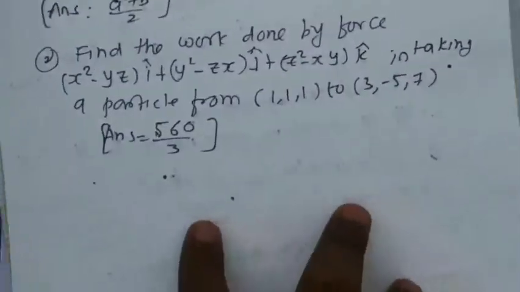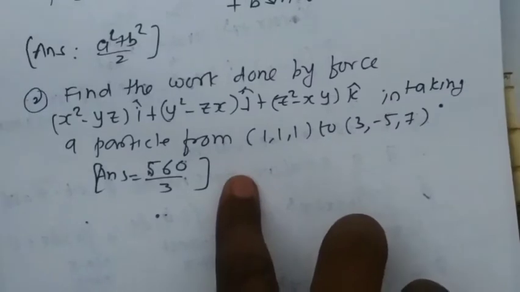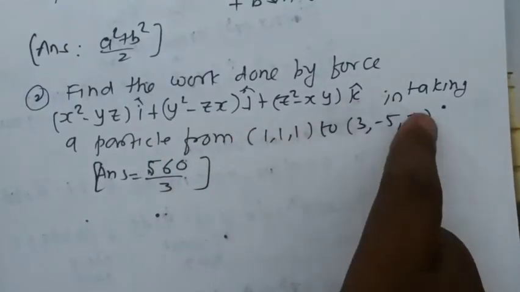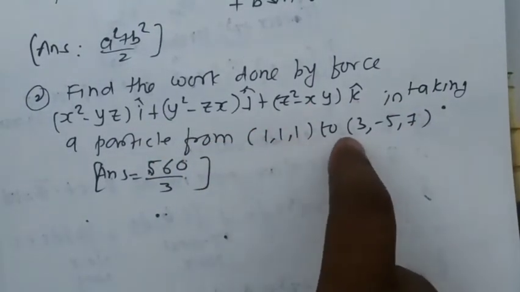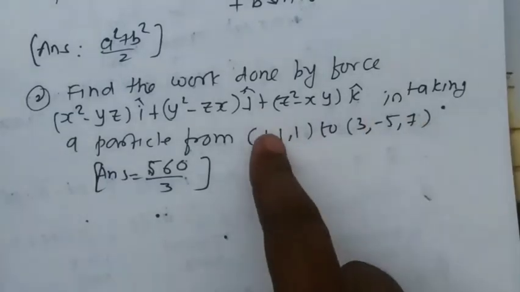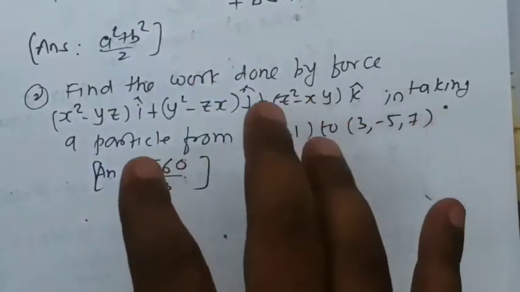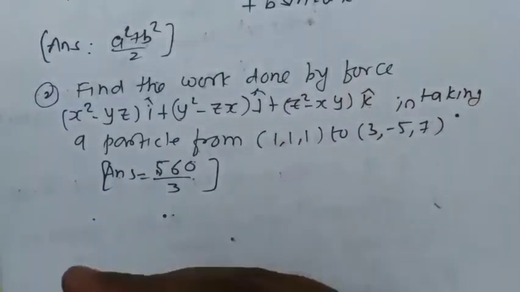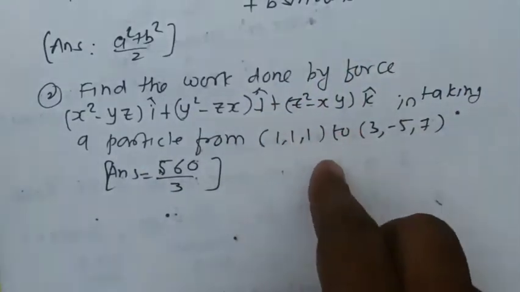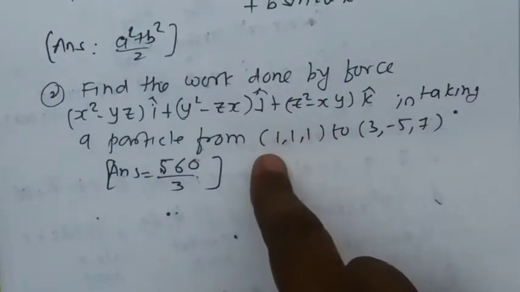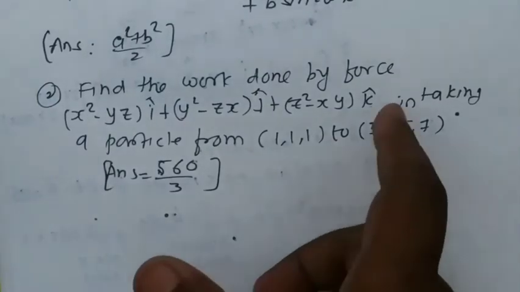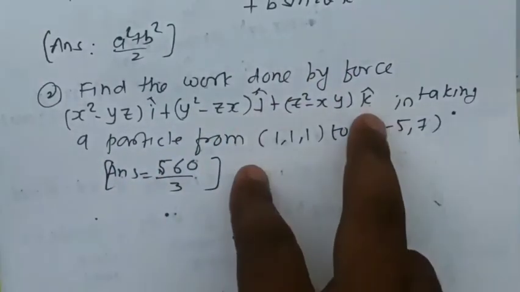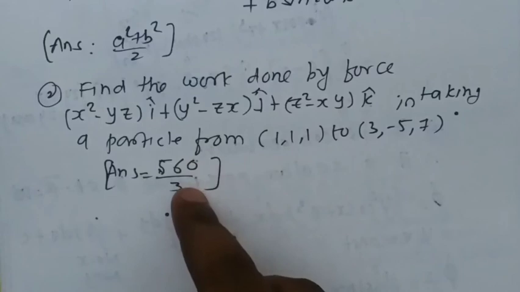And in the next problem we have to calculate the work done by the force. This is the value of f bar, in taking a particle from 1, 1, 1 to 3, minus 5, 7. Here the curve is not mentioned, parametric equations are not mentioned. It means it is a problem of the second type where end points are given. This is the starting point A, this is the point B. So like the previous example, you proceed for this example. The answer for this problem is 560 by 3.